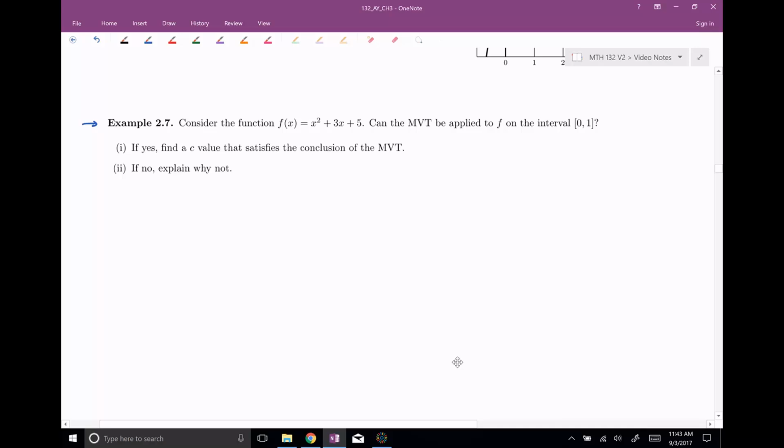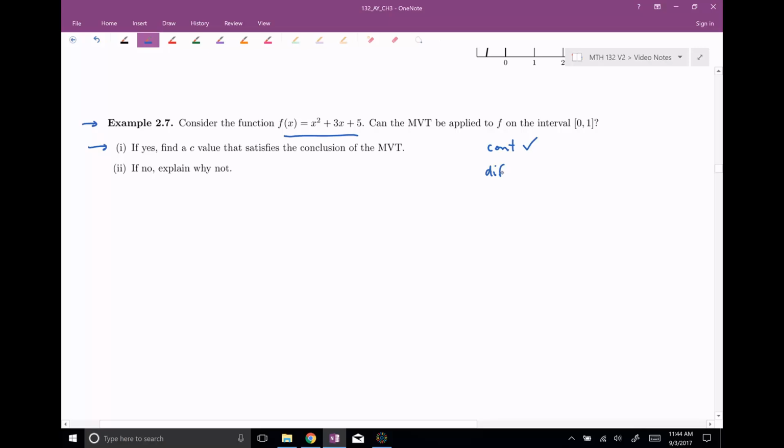All right, and the claim is the answer is yes in this case. So remember, in order for the mean value theorem to apply, it needs to be continuous. Well, this is a nice polynomial. It's continuous everywhere. So continuous, check. In particular, again, it's continuous everywhere, so it'll be continuous on any interval that you choose, let alone this one, 0 to 1. And then differentiable.